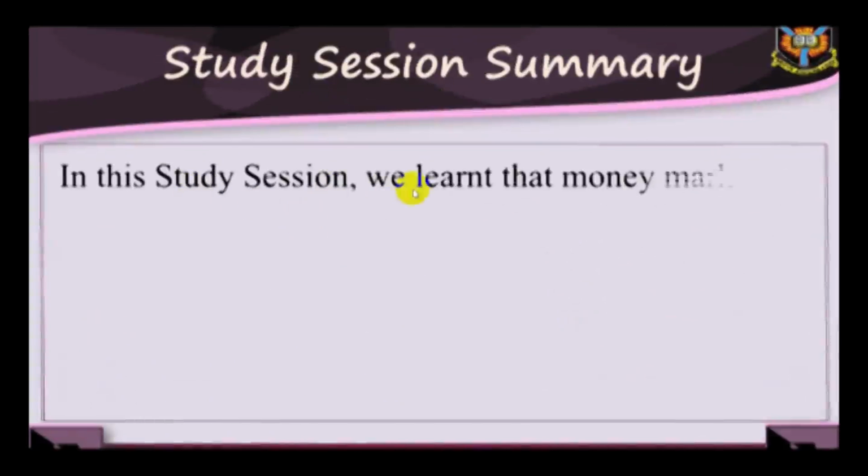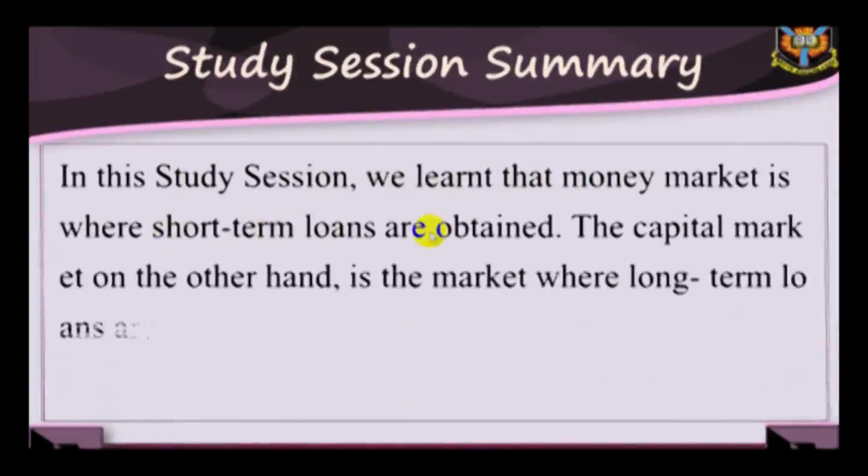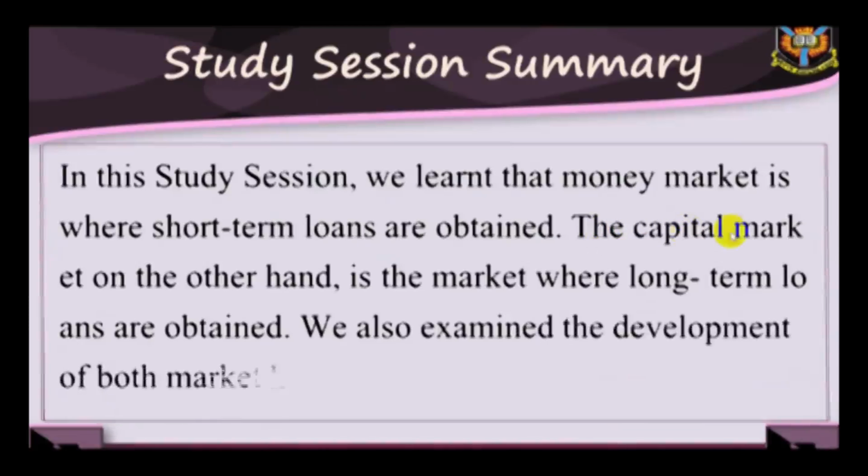Summary. In this study session, you learned that the money market is where short-term loans are obtained. The origin of the money market in Nigeria can be dated back to the activities of the London money market. These funds were moved from London to Nigeria during the season so as to finance the export of produce, while at the end of the season the funds were moved back to London. The capital market, on the other hand, is the market where long-term loans are obtained.